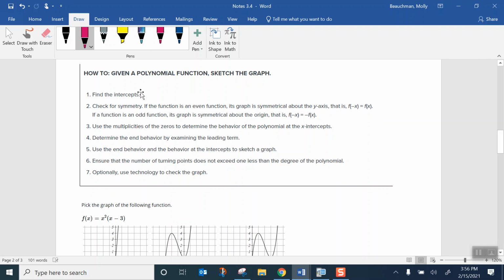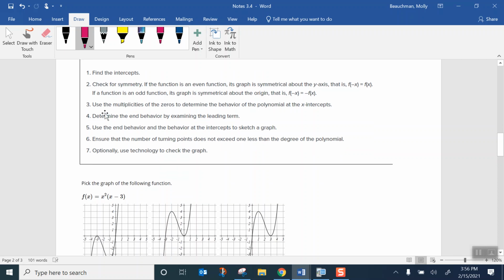Find your intercepts, x and y. We know how to do that now. Check for symmetry. See if your function is even or odd. That gives you some information. Use the multiplicities of the zeros to determine behavior at the x-intercepts, whether it crosses or whether it touches. Determine end behavior. Use end behavior and the behavior at the intercepts to sketch a graph.